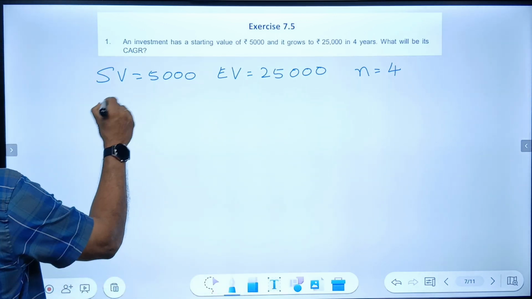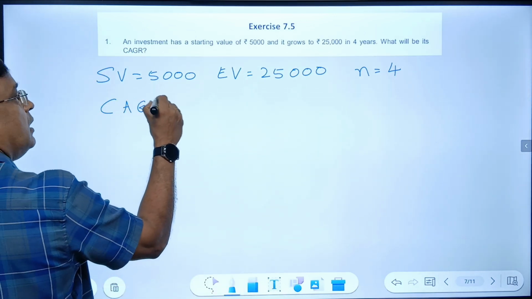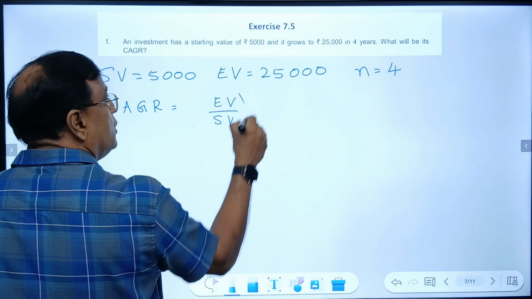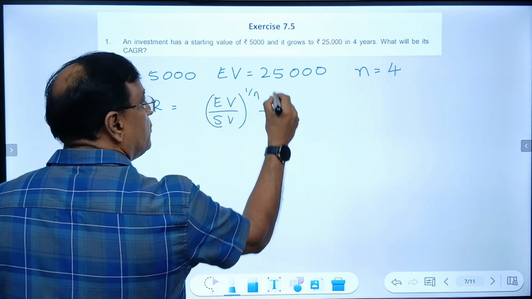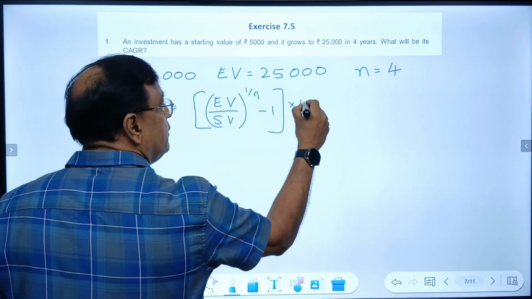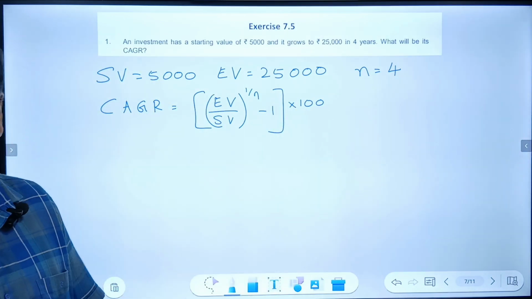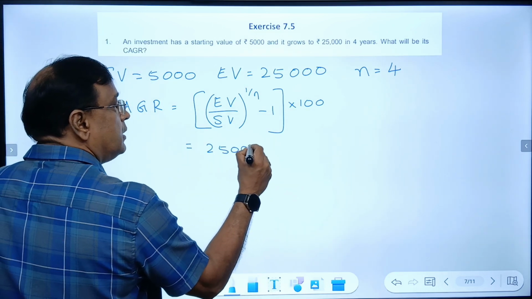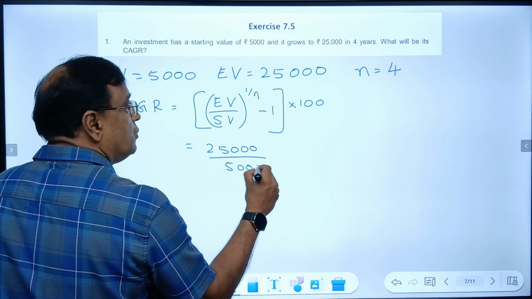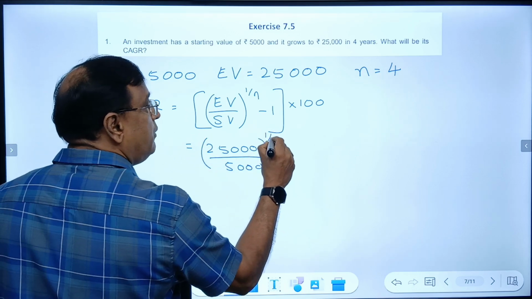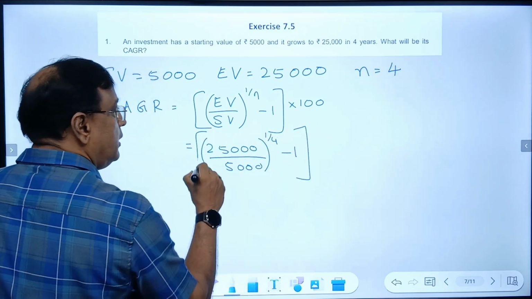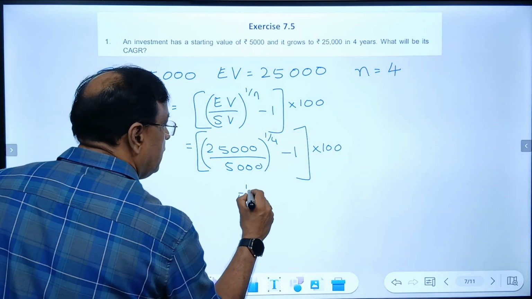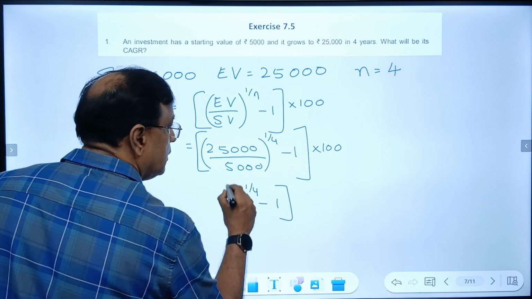Okay. So what is CAGR? CAGR is ending value by starting value to the power of 1 by n, minus 1, into 100. Always write the formula so that even if you make a mistake in calculation, some marks will be allotted to you. So this will be 25,000 divided by 5,000, the whole power 1 by 4, minus 1, into 100. Okay. Now this is 5 power 1 by 4 minus 1 into 100.